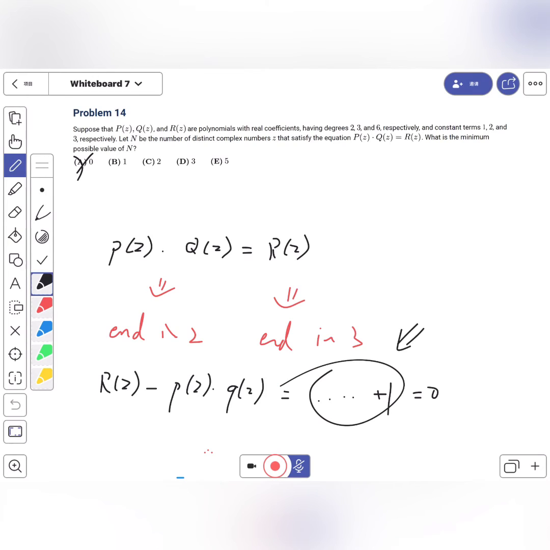So since we can let R of z be any polynomial, we can just optimize it. We just let it be z plus 1 to the 6th power, or even z minus 1 to the 6th power, because we can let it be any polynomial. So in this case, if you have z plus 1 to the 6th power equal to 0, then z can only be negative 1, giving us only one distinct complex number z, which is giving us the answer choice.